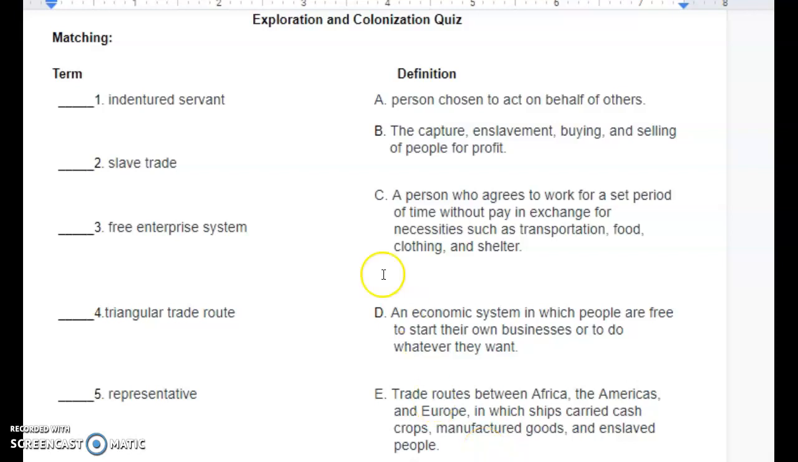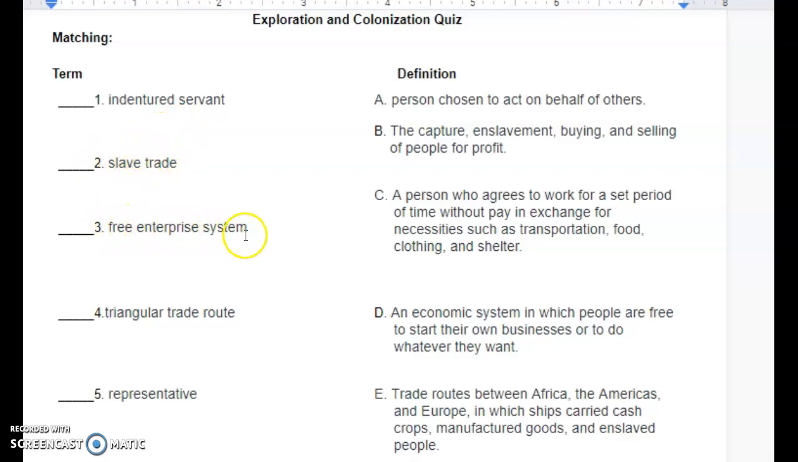Exploration and colonization quiz. Matching. Terms are in the left-hand column, and you will match them with the definitions in the right-hand column. Number 1, indentured servant. Number 2, slave trade.